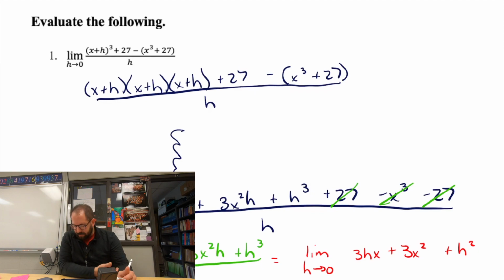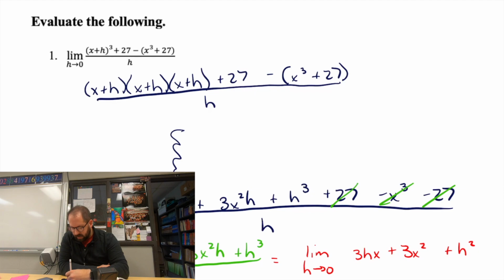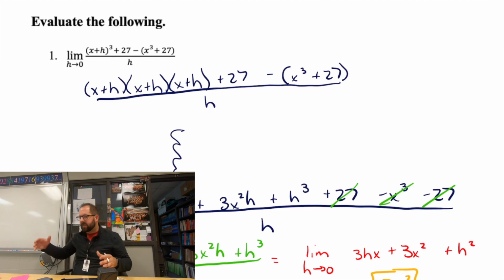And then the last step is to plug in 0 for h, because now it won't cause any problems. We divided all the h's off, so there is no fraction anymore. If I plug in 0 for all my h's, what am I left with? 3x squared. 3x squared, and that's your answer. That's what we evaluated the limit to be at the very end of this problem.